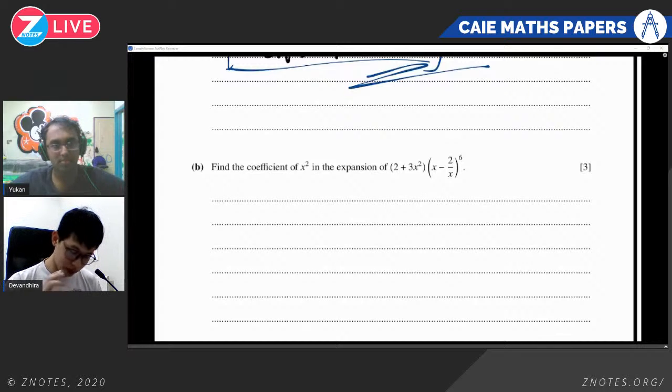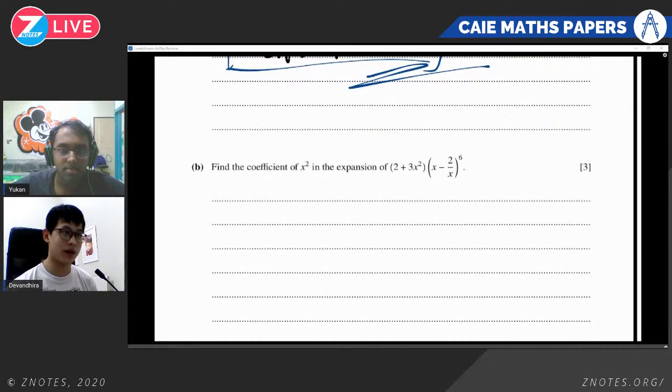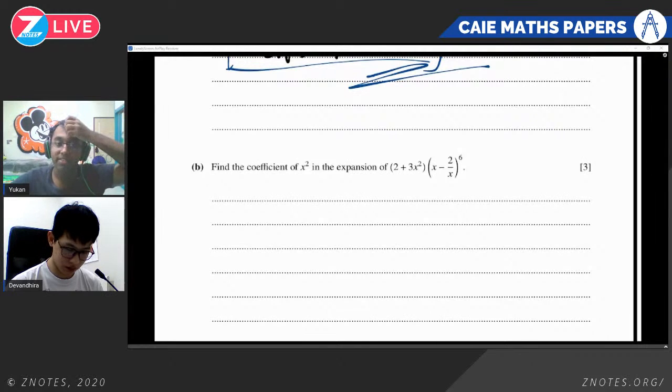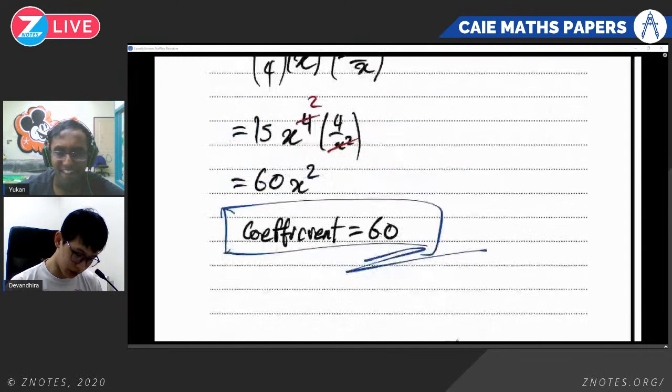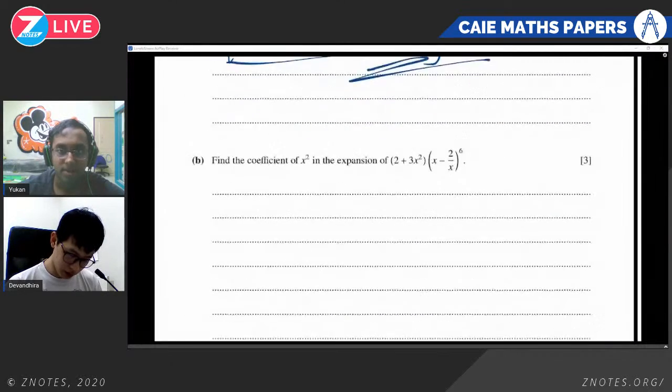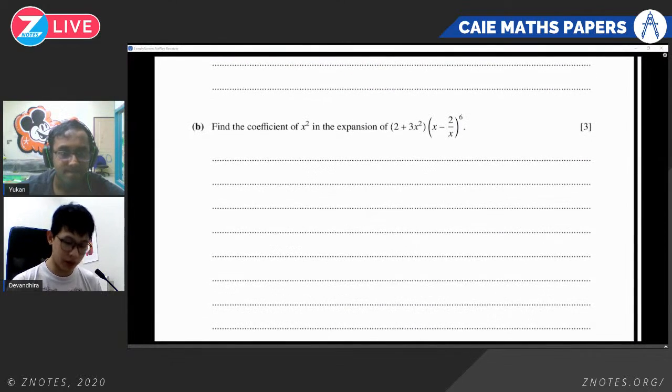So what can we do here? We can notice that 2 multiplied by an x squared term in this binomial would give us an x squared term, and the 3x squared multiplied by a constant term would give us another x squared term. So you have to add those two together. Exactly. But we found the x squared term from the previous question, right? Which is 60x squared. So that means we just have to look for the constant term coming from this guy.